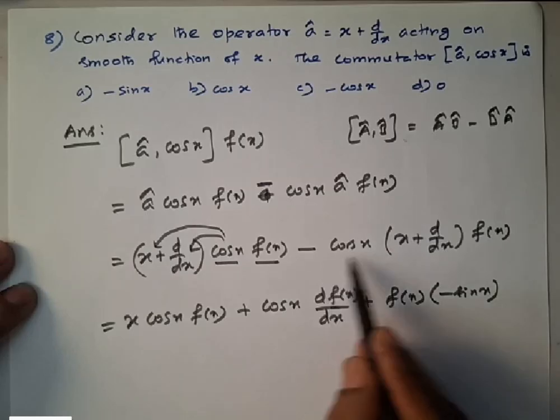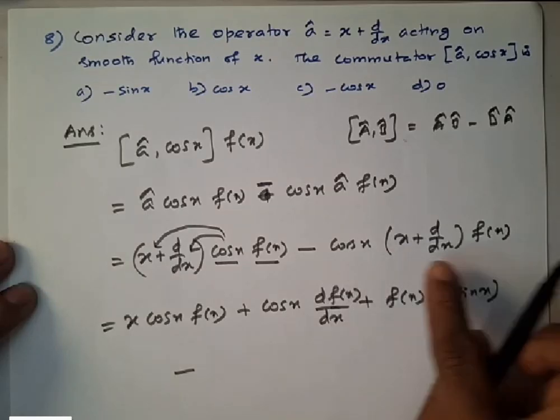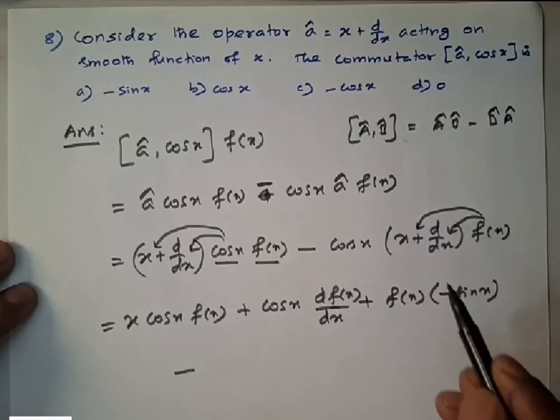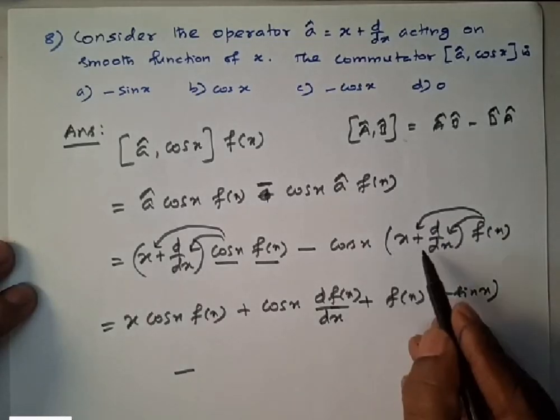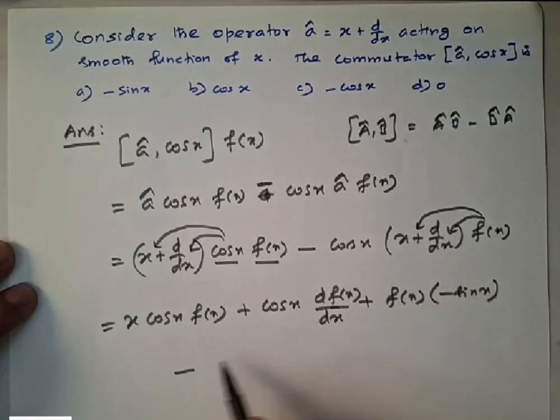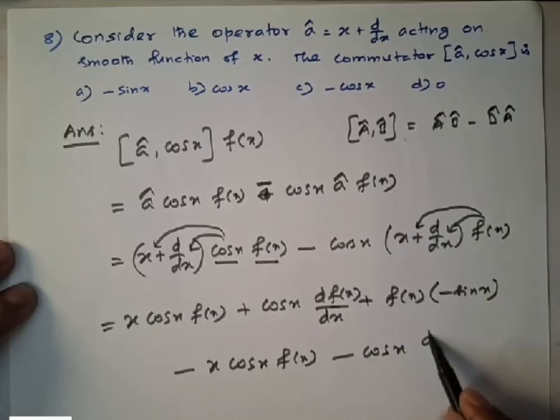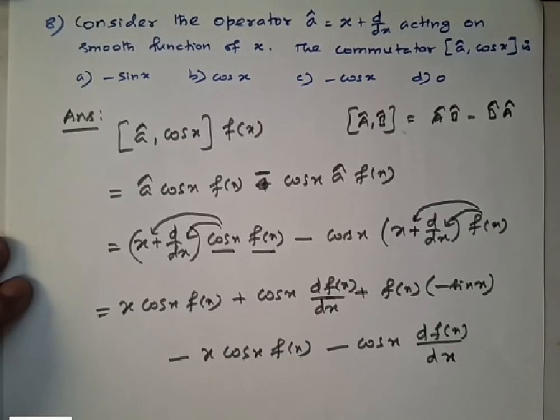Then it will come over here minus, multiply this here and this here. So I'll get x into cos x into f of x. Then here minus cos x into the differential of this, so df by dx. Up to this, any doubt?